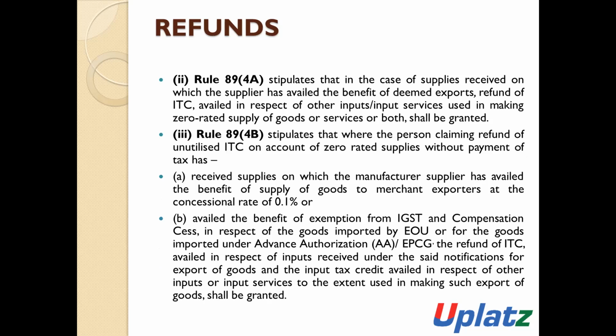Rule 89 Subrule 4A stipulates that in the case of supply received on which the supplier has availed the benefit of deemed export, refund of the ITC availed in respect of other inputs and input services used in making zero rated supply of goods, zero rated supply of services, or both shall be granted.